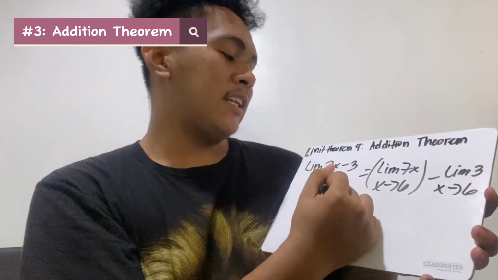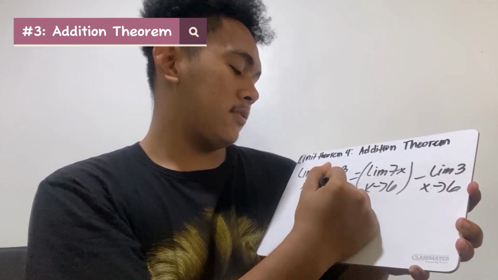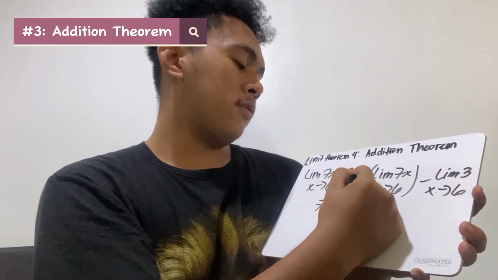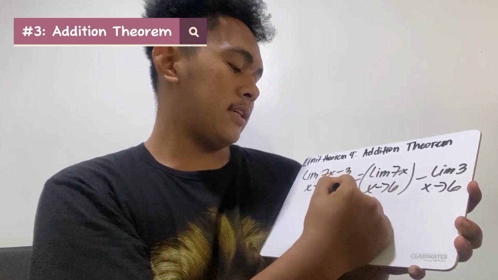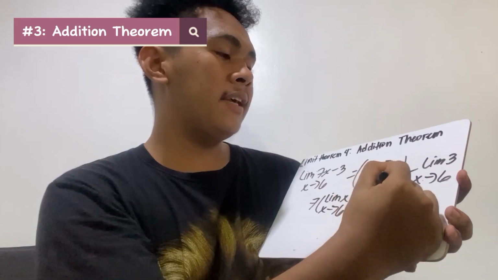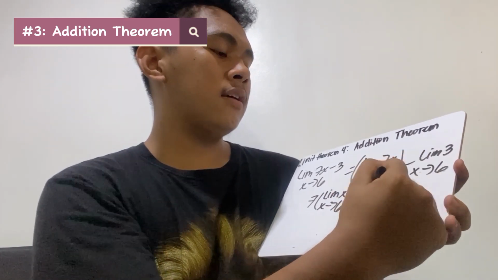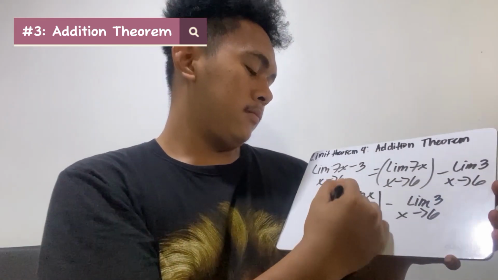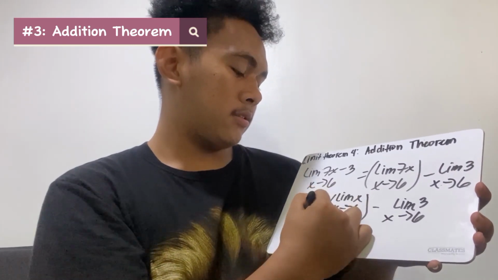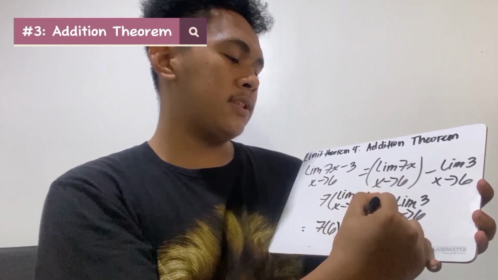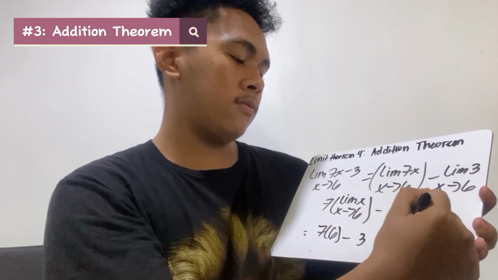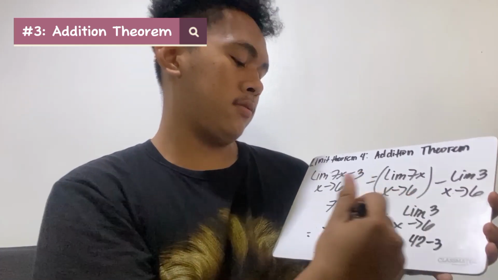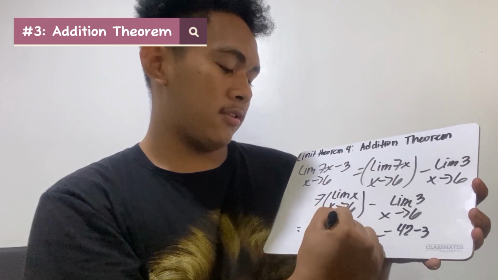Ganun ulit yung gagawin natin. Ilalabas din natin yung constant 7 times limit of x as x is equal to 6 minus limit of 3 as x approaches to 6. 7 times 6 minus 3 is equal to 42 minus 3. The final answer is 39.